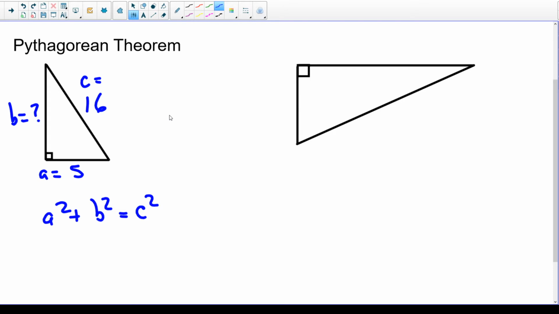But what I am concerned with is if the triangle had not been labeled A, B, and C, like I labeled it for you, but if it had not been labeled A, B, C, I'm going to show you the most common mistake I see in students doing Pythagorean Theorem.